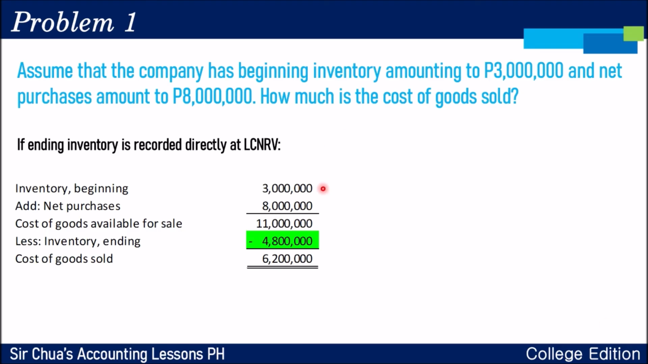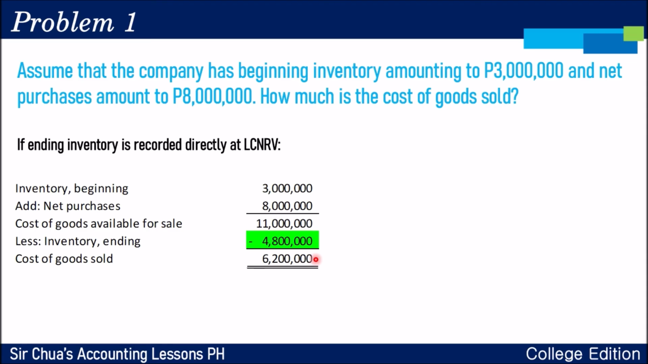Your beginning inventory of 3 million and then you add your net purchases of 8 million, that is your cost of goods available for sale of 11 million. Deduct directly yung measurement natin ng inventory at LCNRV of 4,800,000, the cost of goods sold is 6,200,000.